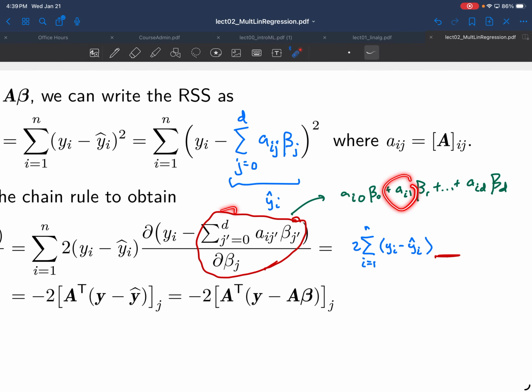We don't have this sum over j prime, because only one of these terms inside the sum actually depends on beta j. It's the jth term inside the sum. All the other terms don't depend on beta j, so when I take the derivative, they go away. There's only one term that does, and when I take the derivative with respect to beta 1, I just get a_i1. Is that making sense?